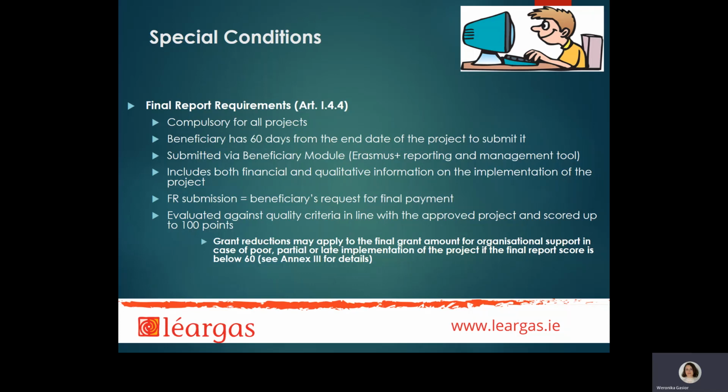If a final report is recognized as of poor quality, partial or late implementation, a reduction to its organizational support may happen if the project scores below 60 points. It is vital that you do provide as much information as possible on the implementation of your project to showcase its quality, benefits, and achievements.